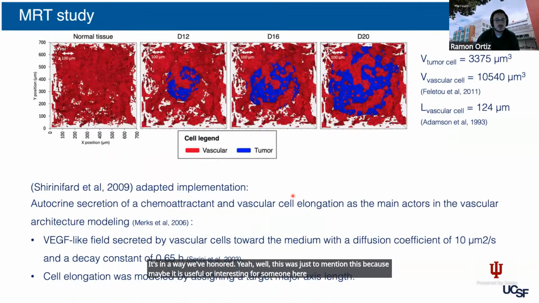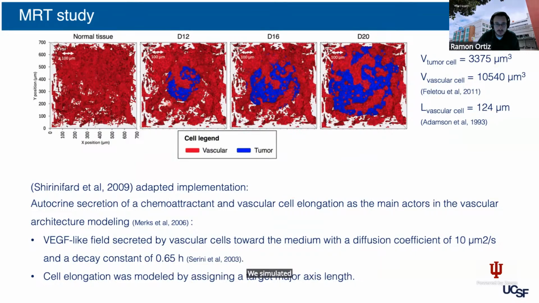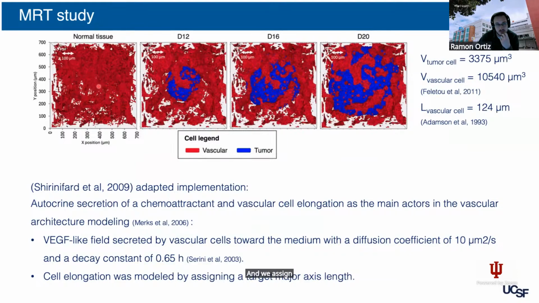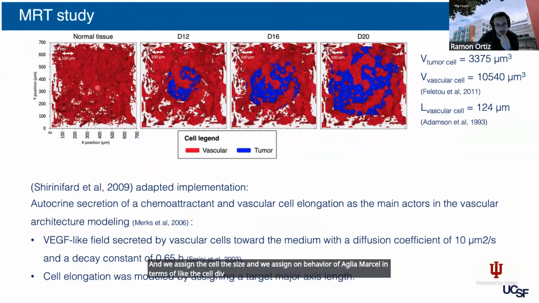So once we have this geometry defined on a cell basis in Computational, we simulated the rearrangement of the vasculature as the tumor grows. And for that, we place a tumor cell at the center of the volume, and we assign the cell the size and behavior of a glioma cell in terms of cell division. The cell starts multiplying, dividing, the tumor starts growing and modifying the geometry of the vasculature.